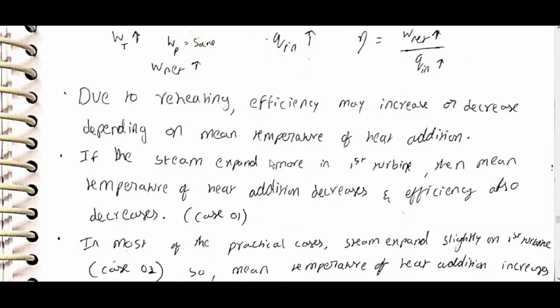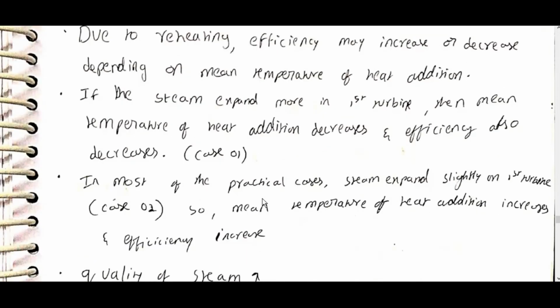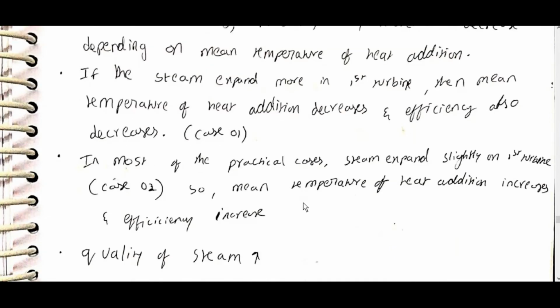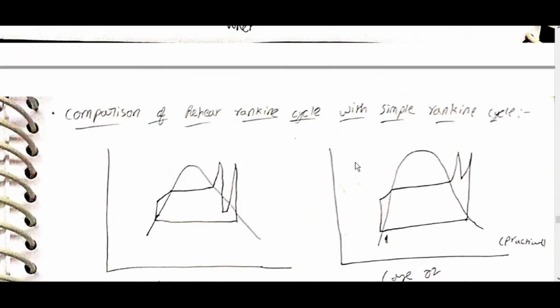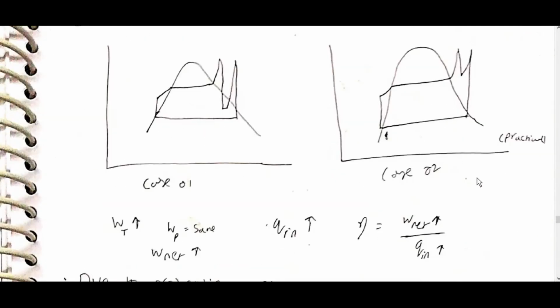If steam expands more in the first turbine, then the mean temperature of heat addition decreases and efficiency also decreases. But in most practical cases, steam expands only slightly in the first turbine, so the mean temperature of heat addition increases, so efficiency increases, and quality of steam also increases. If it is like this, then efficiency increases.